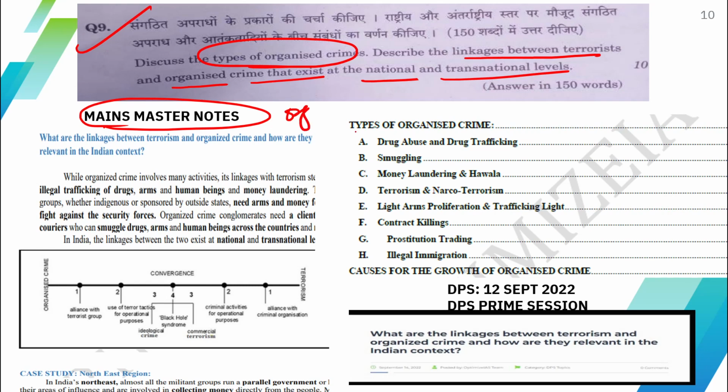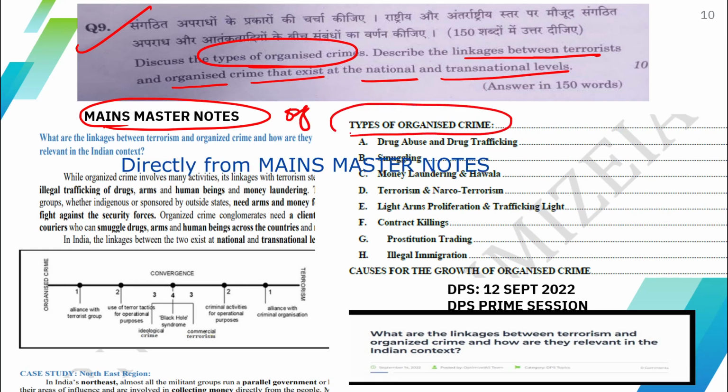On organized crime, you can see here types of organized crime. Directly, this is the index I have shared. You can see here drugs, drug trafficking, smuggling, money laundering, terrorism, arms smuggling, contract killing, prostitution, illegal immigration. These are the types of organized crime. If you write this, you will get full marks. But if you do not prepare properly and vaguely write one or two points, you cannot expect to get full marks.